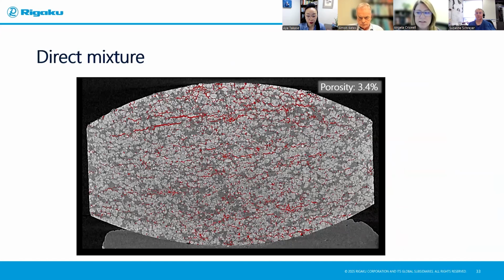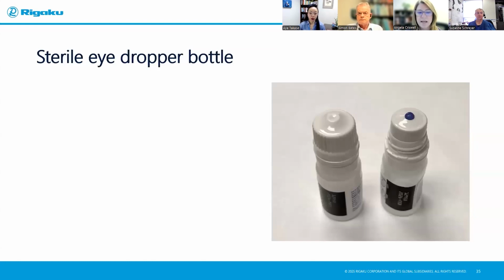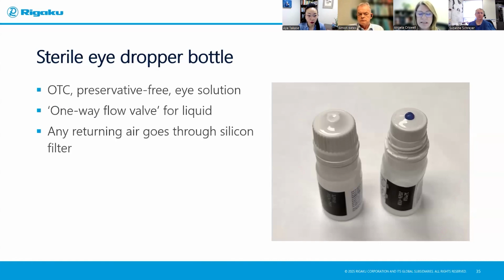How might we do things differently? Let's say we wanted to look at a device. For this case, I used a sterile eyedropper bottle. This is an over-the-counter preservative-free eye solution. It's marketed to have a one-way flow valve for the liquid, which is important because it doesn't have preservative. You don't want anything to get back into the bottle. Basically, there's a mechanism for any return air to go through a silicone filter. So I wanted to understand exactly how that works.